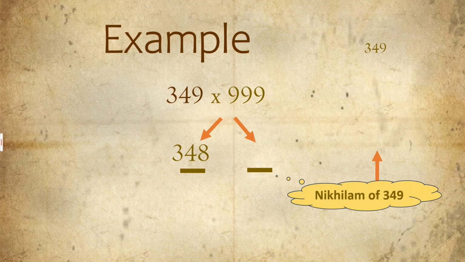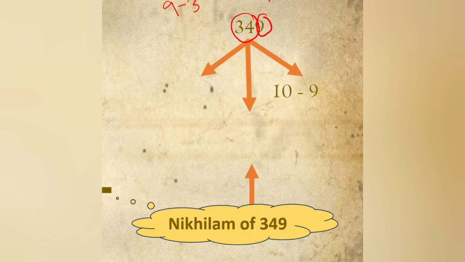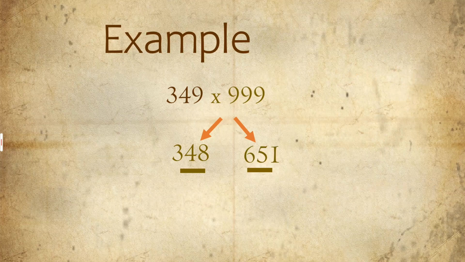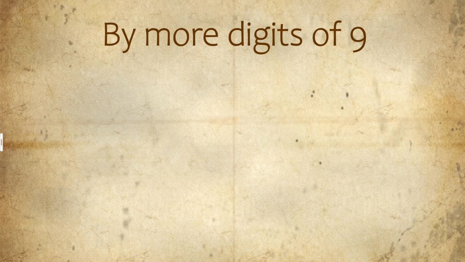Now, again, all from 9, last from 10. The last digit over here is 9. So 10 minus 9. And the rest are 3 and 4. So 9 minus 3, and 9 minus 4. Right? That's what we're going to be doing. The last digit is going to be subtracted from 10, that is equal to 1. Then 9 minus 4, 5. 9 minus 3, 6. 651, which we're going to be placing as it is. Then we're going to be combining here again. That is 348,651. Let's move on to the next subtopic, that is more digits of 9.